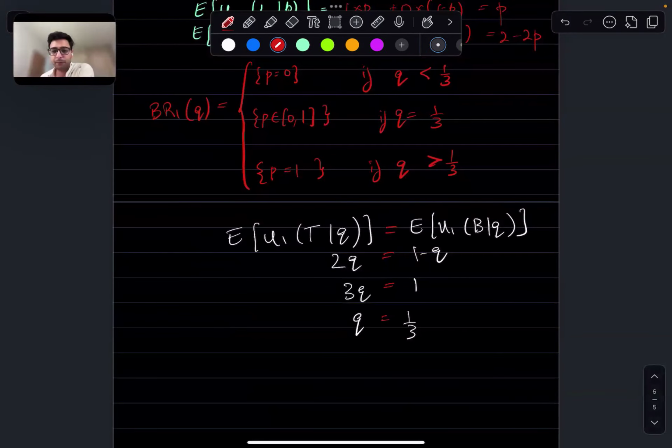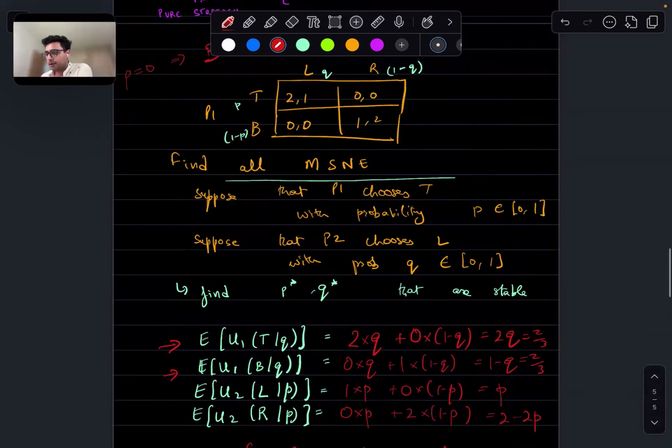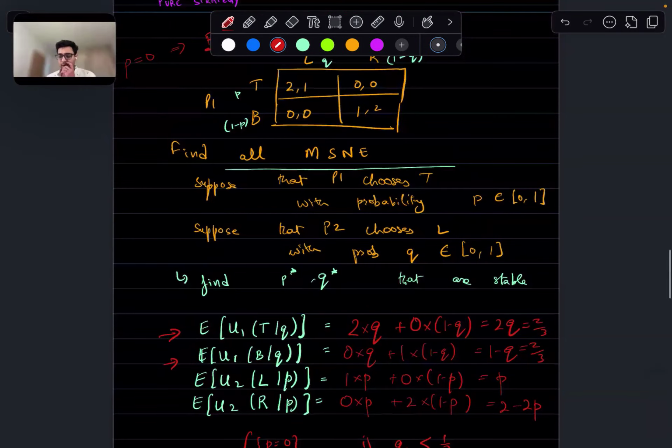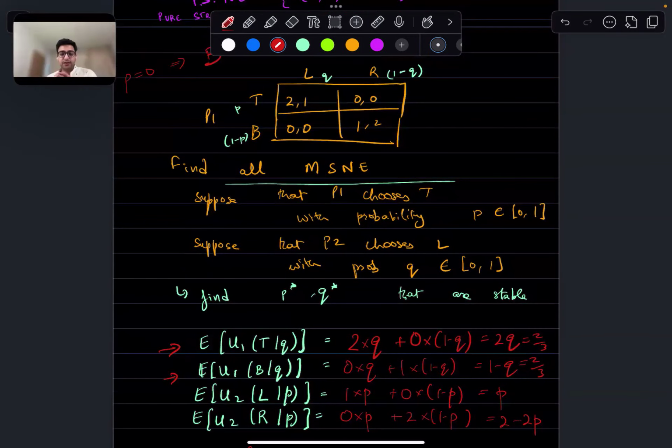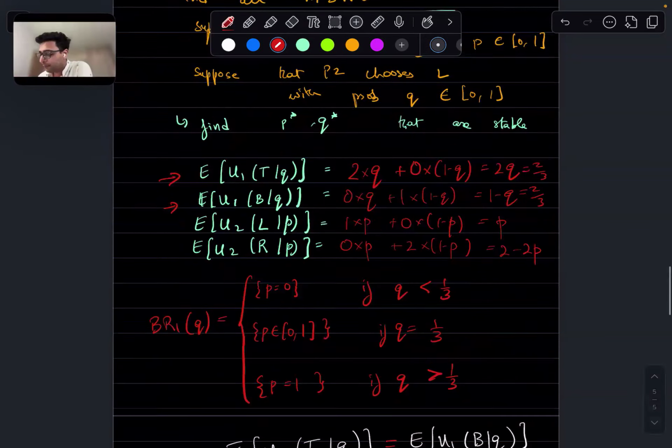Okay, so this is the part which is going to be trickiest. When Q is exactly 1/3, then player 2 has chosen to mix between left and right to leave player 1 just indifferent between choosing top and bottom, which is what allows any mix between top and bottom being chosen by player 1 to become a best response for player 1.